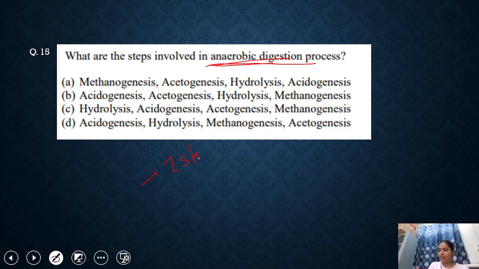C. Yeah, both of you are correct. First step is hydrolysis. Okay, let's discuss it here.